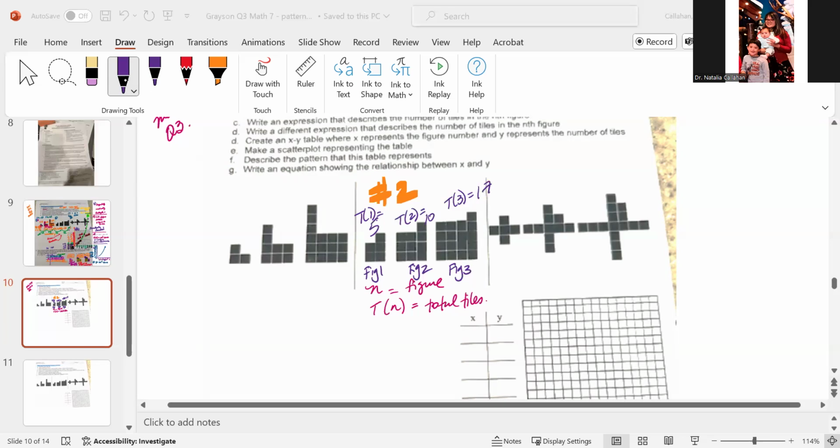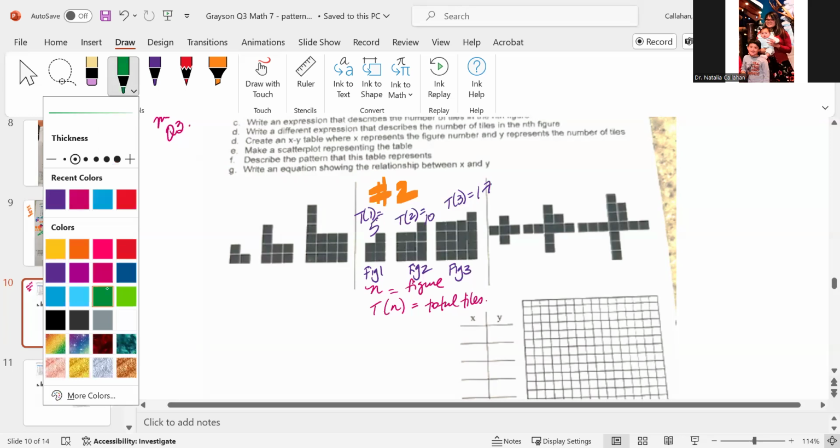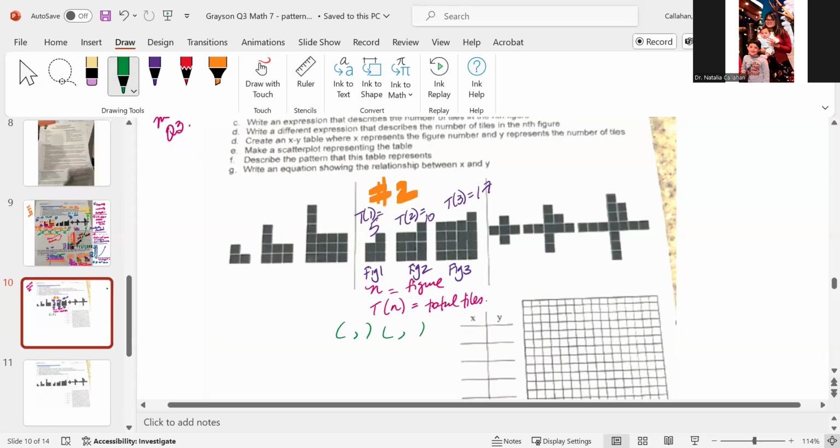Now, I want you to write down the coordinates, the point. What's the first point? What's the second point? Go to the next 3 figures. So then remember, you need to look for T of 4, which is figure 4, right? Yes. T of 5, which is figure 5, right?